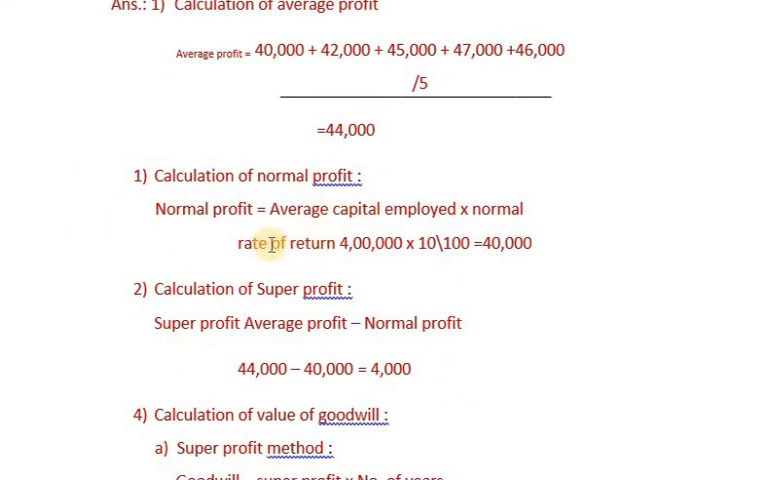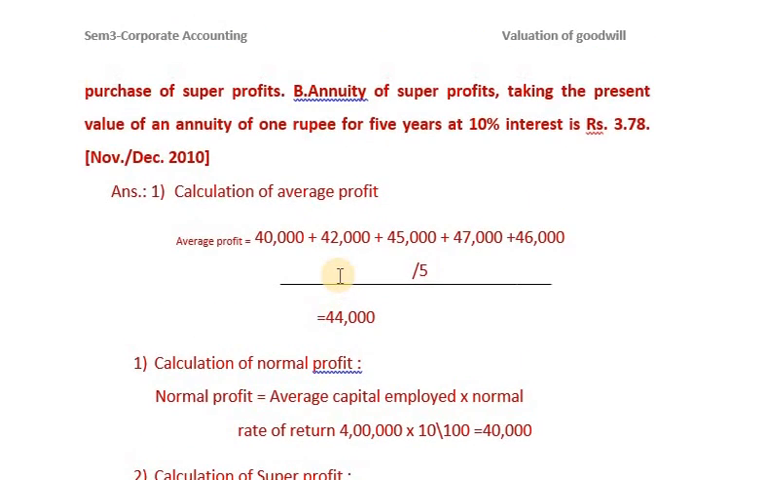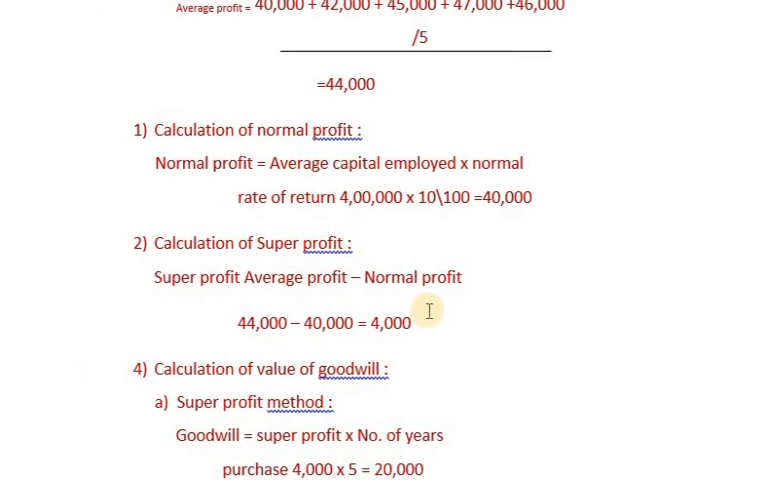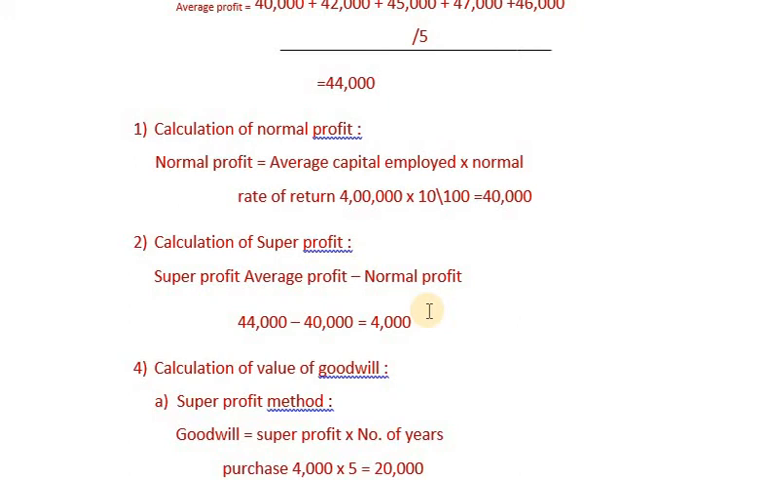What is normal profit? Normal profit is equal to average capital employed into normal rate of return. For normal profit, we have to calculate average capital employed, but average capital employed is given in the problem itself. That is, capital employed in the business is ₹4 lakh. So, in the absence of specific instruction, your capital employed itself will be your average capital employed. That is 4 lakh into 10 by 100. 10 by 100 means normal rate of return. 4 lakh into 10 by 100 is equal to 40,000.